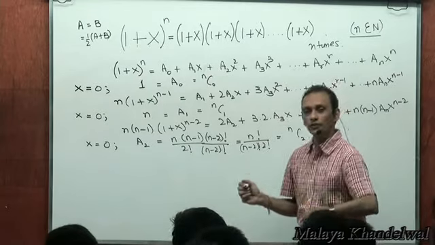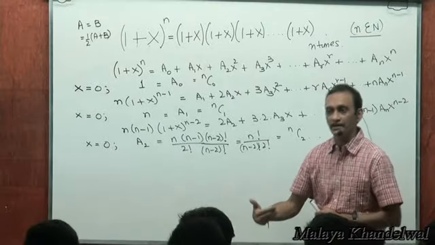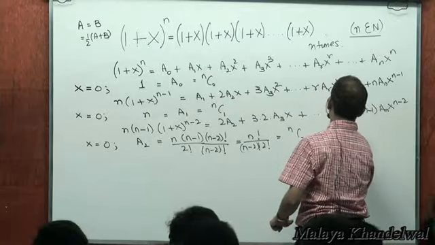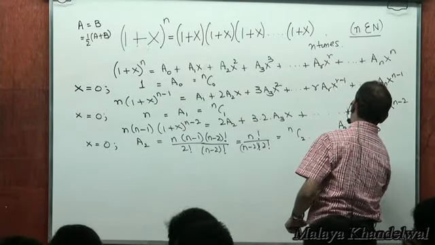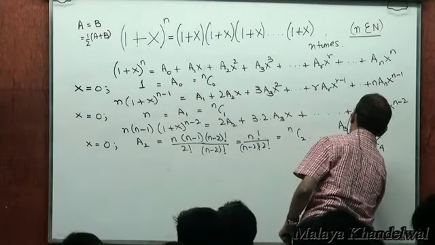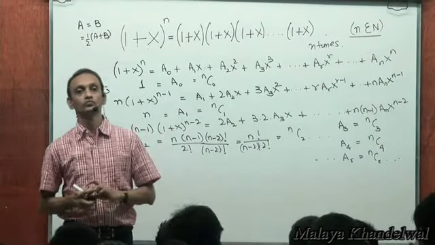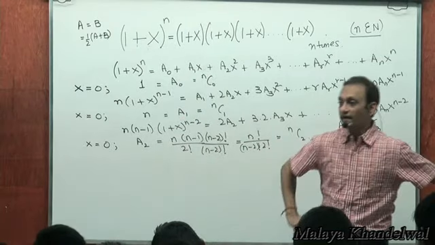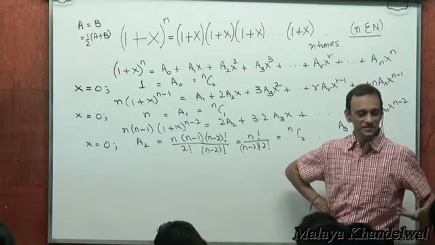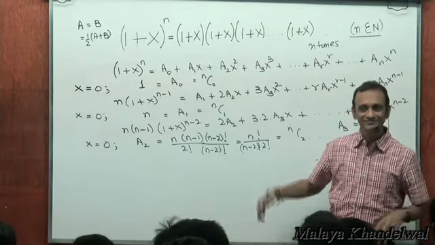If you keep doing this again and again, time and again, differentiate, put x equal to 0, differentiate, put x equal to 0, you would get A3 equal to NC3, A4 equal to NC4. In general, you'll get AR equal to NCR is what you'll get. Now they are determined. Now these coefficients are no longer unknown. They are very well known.